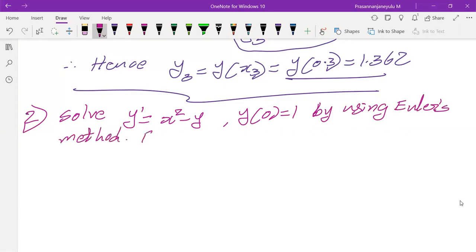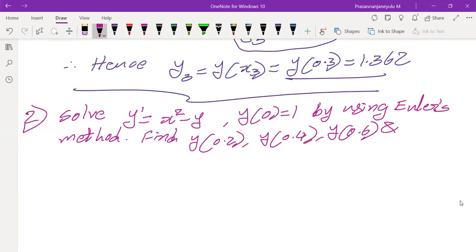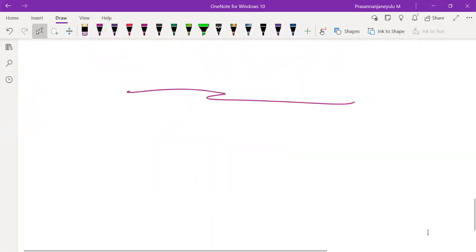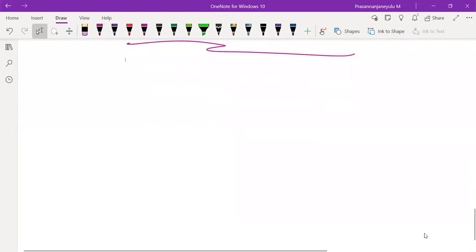Okay, and then find y of 0.2, y of 0.4, y of 0.6, and y of 0.8. They may give more number of values also. Find these values; I'm leaving this for your practice. Next, I'm going to discuss the modified Euler's method.